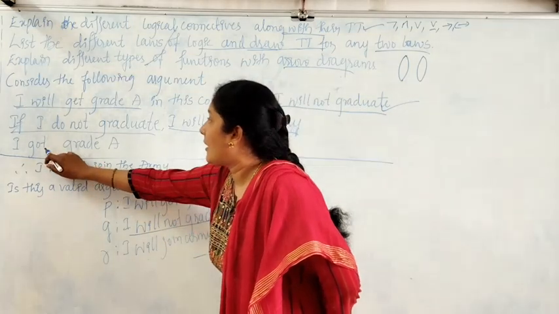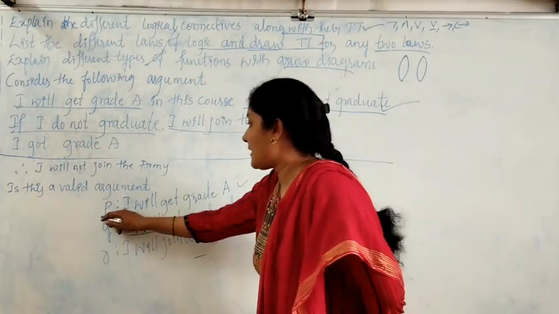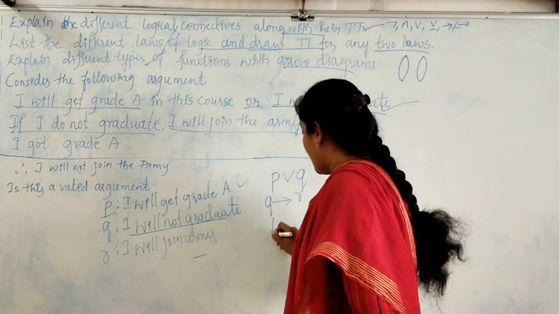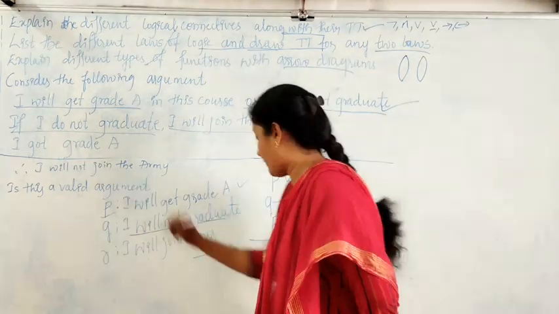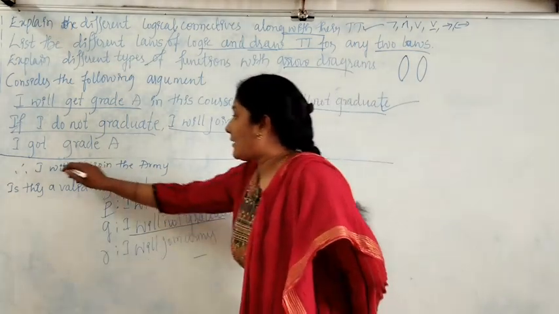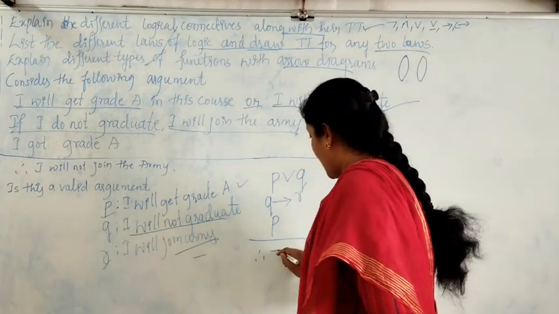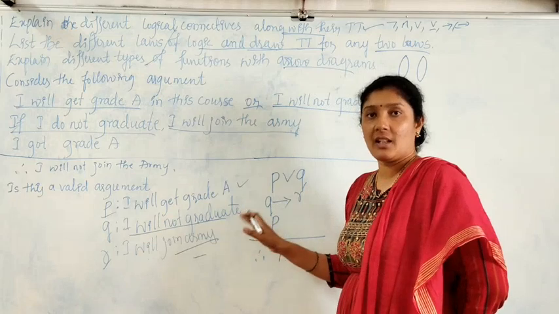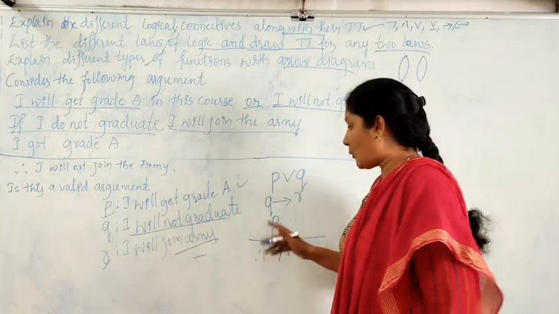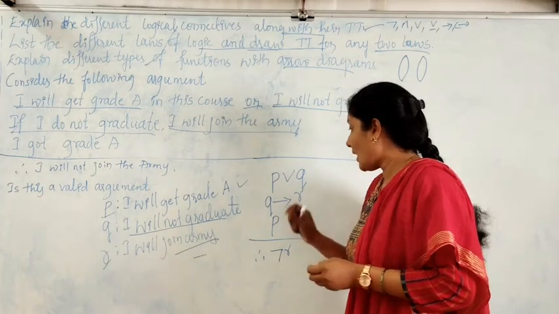Next, I got grade A. I got grade A means P. Then, therefore, I will not join army. I will not join army means negation of R. So, this is what the given argument is. Now, we have to verify whether it is valid or not.